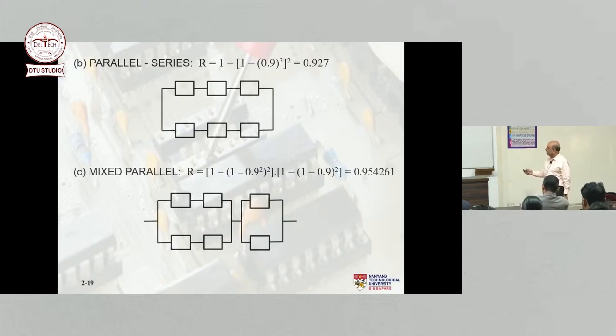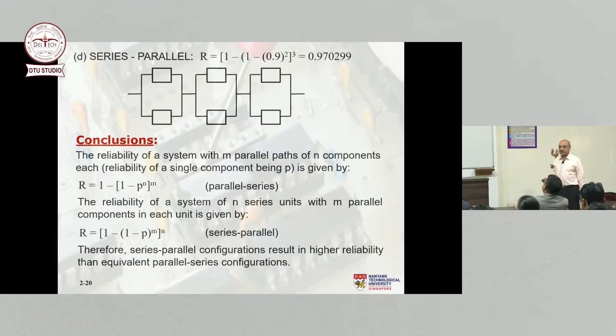Mixed parallel. Last but not least, I've got a series parallel. So this system is in series with this, is in series with this. And within a system, there are components in parallel. So this is called a series parallel configuration. So how do I calculate the numbers here? Let's go back from this. 0.9 squared. What is that? Parallel. And 1 minus 0.9 squared is the reliability of this, correct?